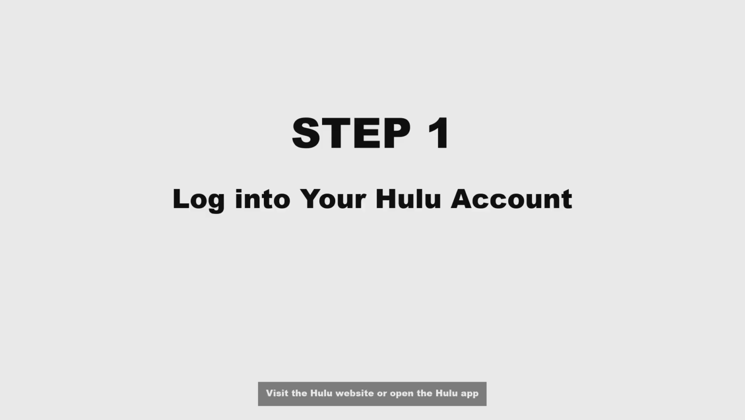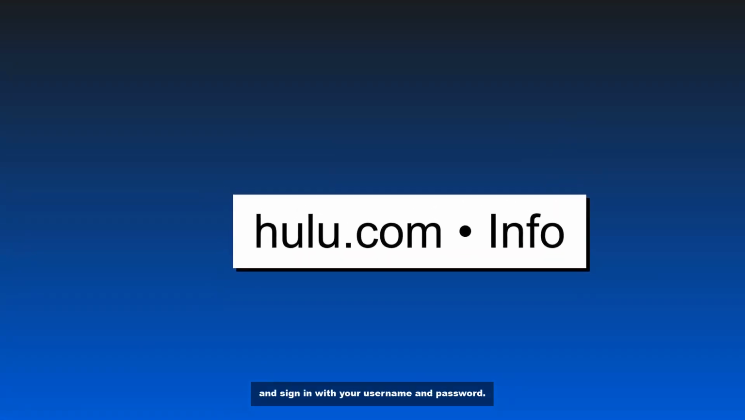Disabling two-factor authentication on Hulu can help simplify your login process. Follow these steps to turn off the security feature. Step 1. Log into your Hulu account. Visit the Hulu website or open the Hulu app and sign in with your username and password.